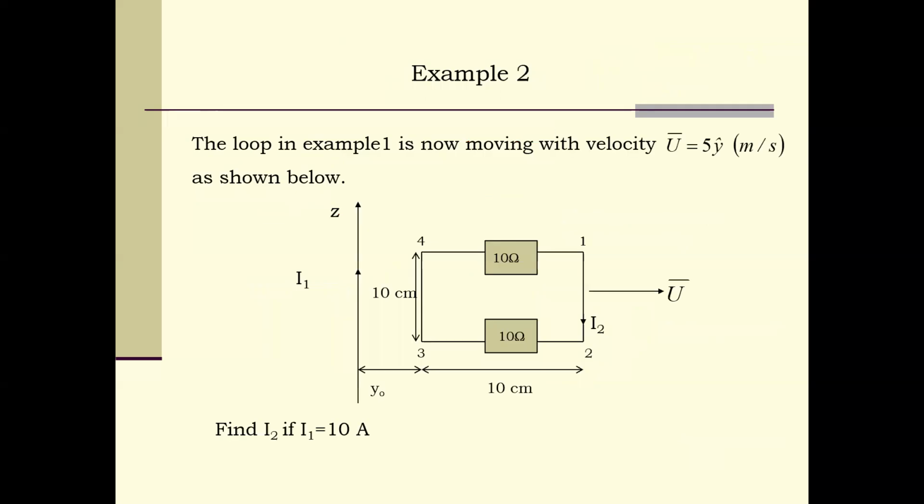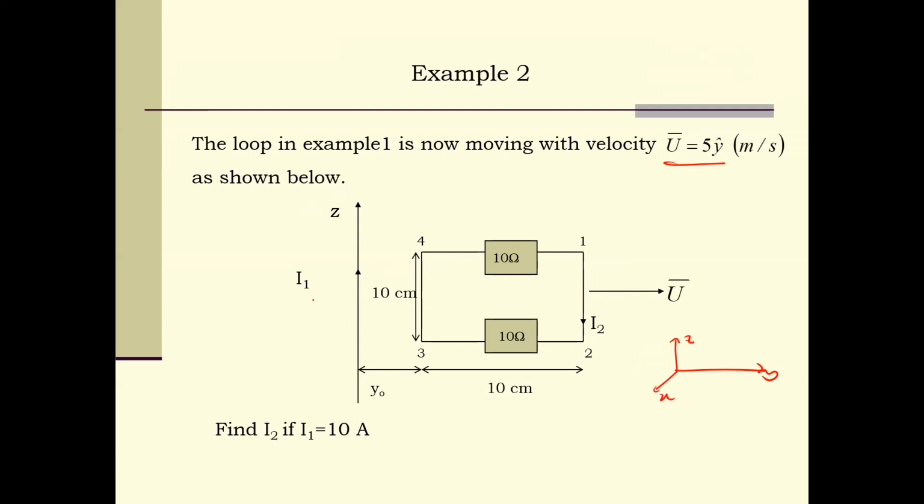So for the first example related to the motional EMF, the loop that we are dealing with is now moving with velocity U, as stated here in the diagram. U is moving with velocity of 5y. We assume that this is the y direction, the y-axis, and this is the z-axis. So basically, that should be the x-axis.